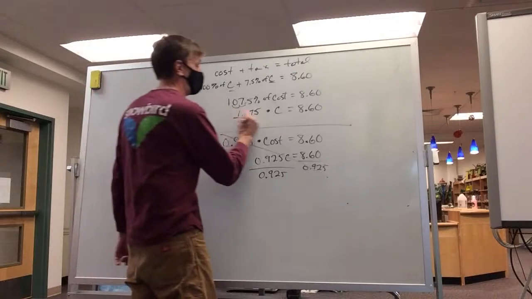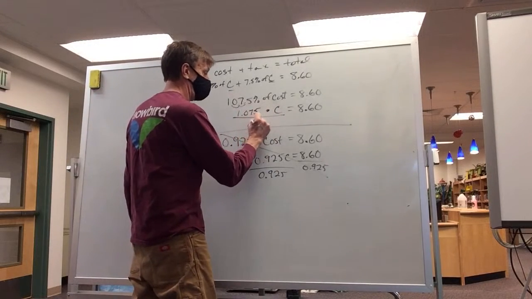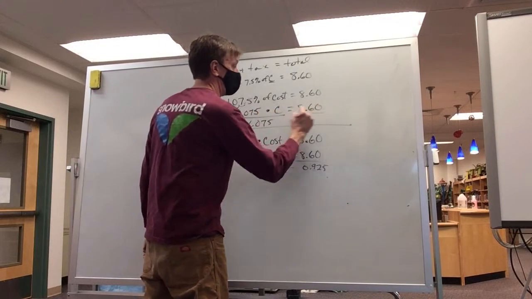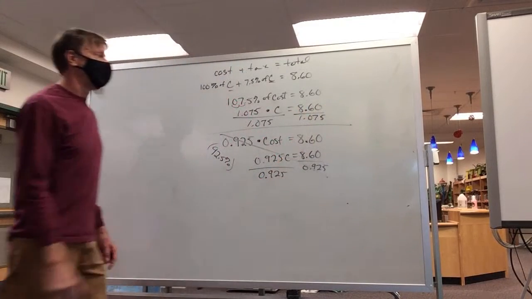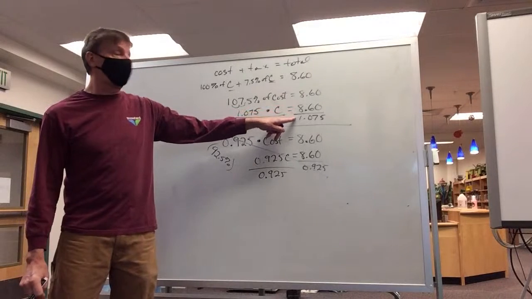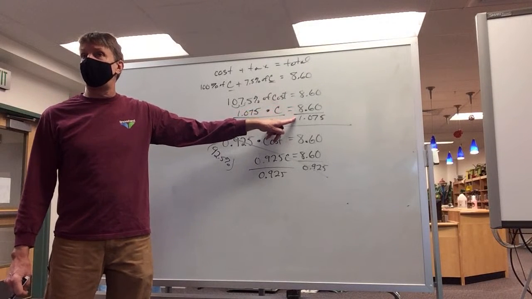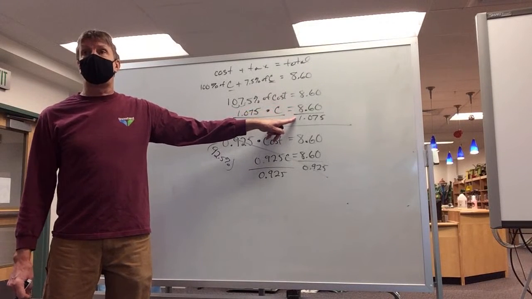Well, yeah, we want to divide by 1.075. Who's got the calculator? Go. First of all, is that number going to be bigger than 8.6 or smaller? Smaller. That'll be smaller.